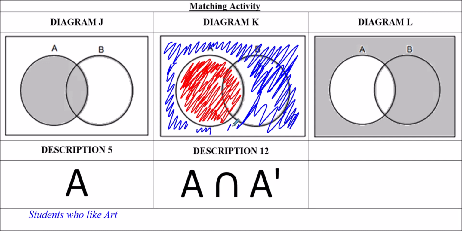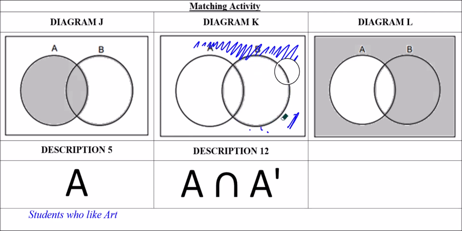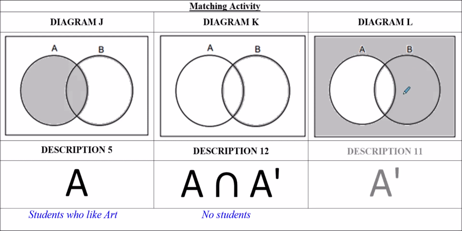So a description for this one, because you've actually coloured in nothing, would simply be no students whatsoever, or something to the same effect. No students at all. And this one, last but not least, is everything apart from circle A. So this is A dashed, just means not A. A description, students who don't like art. So that's the matching activity and the worded extension.